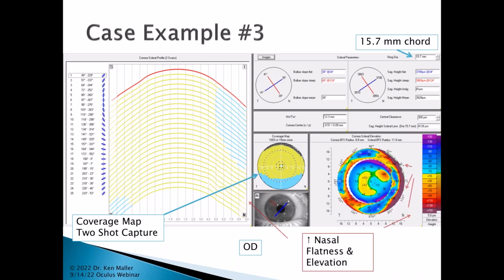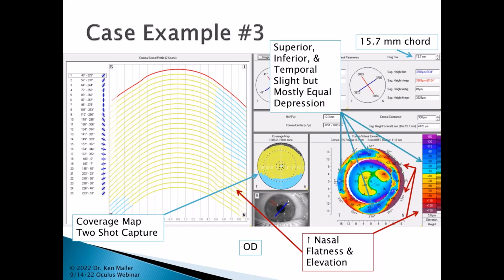15.7mm chord. We can see once again that there's elevated nasal flatness and elevation, both on the arcs as well as on the graphical representation there. You can see that plus 150 deep magenta color is the entire periphery out there. The superior, inferior, and temporal show slight but mostly equal depression. They're really very, very close to 0. So there's not really a lot of depression out there. So on this particular right eye, it's all about the nasal elevation and that nodule that we saw there.